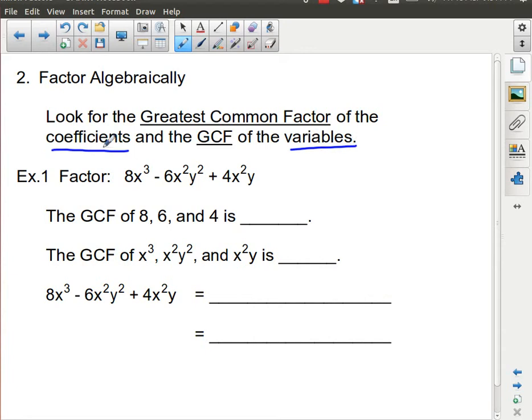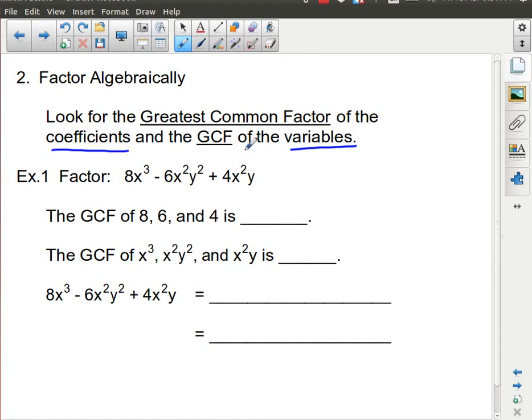And generally we want to do those two things separately because we treat coefficients and variables separately. Coefficients, I mean those are the numbers that are multiplying the variables, or constants, which means a number that doesn't have a variable. Okay, so factor 8x cubed minus 6x squared y squared plus 4x squared y.